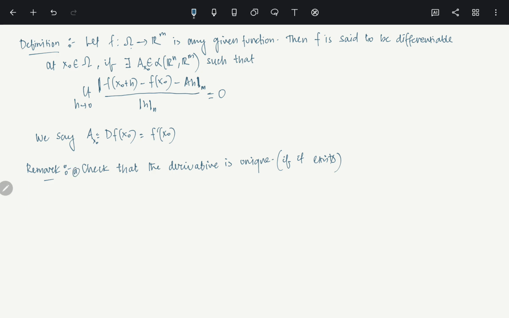Let me write it this way. Please note that for every point a changes. Let me put it this way so you realize what I am trying to say. And we call this the total derivative. This is called the total derivative of f at the point x naught.